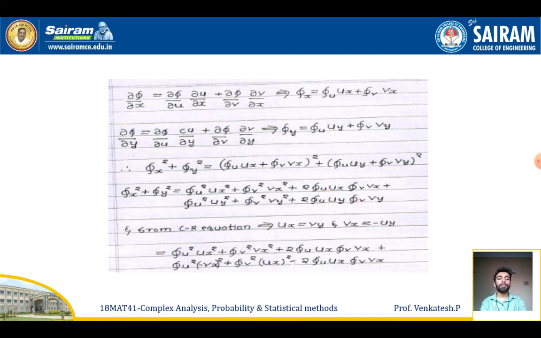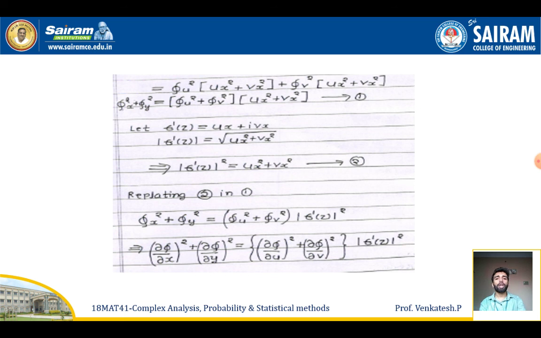From the CR equations, I am going to convert this uy, vy in terms of ux and vx. So I will be getting φu² ux² + φv² vx² + 2 φu ux φv vx + φu² (−vx)² + φv² ux² − 2 φu ux φv vx. I can cancel 2 φu ux φv vx with −2 φu ux φv vx. So I'll be getting φu², taking the common factor outside, (ux² + vx²) + φv² (ux² + vx²). I'll have φx² + φy² = (φu² + φv²)(ux² + vx²).